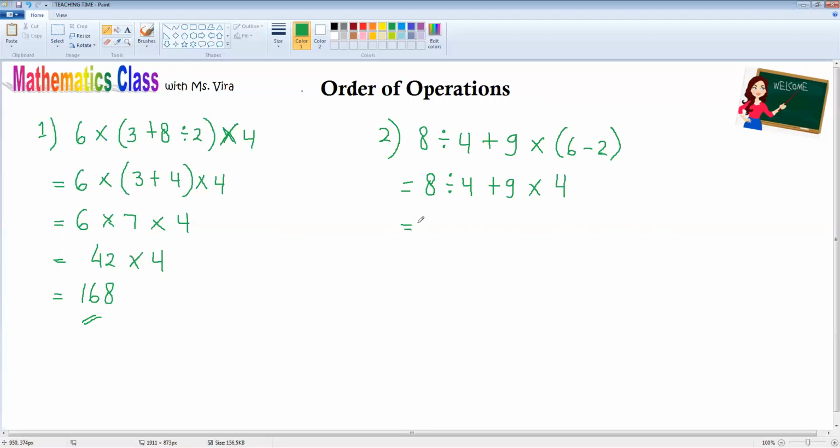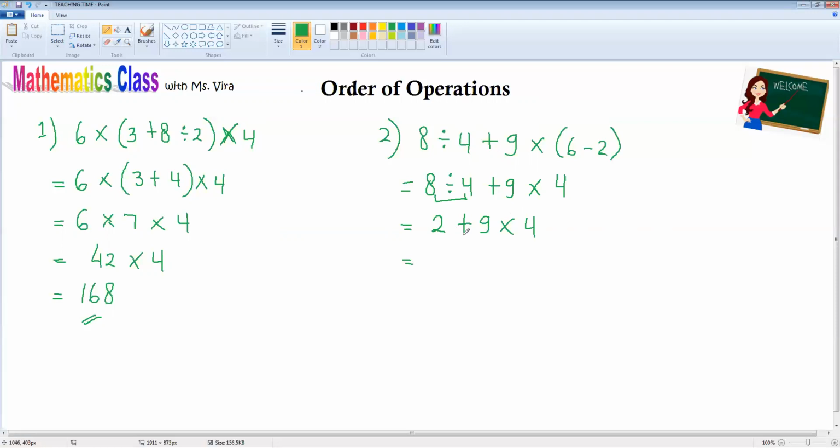Now you can see this one has divide, plus and times. So we need to work on the left first because divide and times come first, then add. But divide first on the left, then multiply. So 8 divided by 4 is 2, plus 9. We need to work this one out first and then times 4.